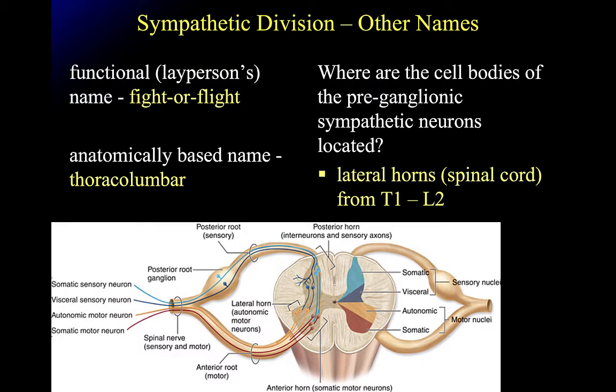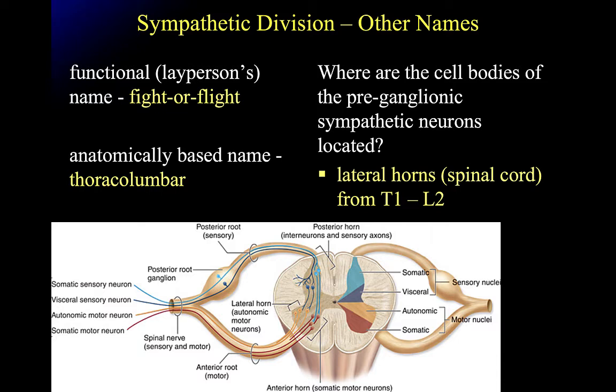So let's take a look at the various names, starting with the sympathetic division. The sympathetic division has a functional or layperson's name of fight or flight. Some people like to add an additional F, freeze, to indicate that these responses are largely stimulatory, although neither division is entirely stimulatory or inhibitory. It's largely stimulatory, doing things like raising our heart rate for fighting or fleeing. Sometimes this just causes us to freeze in place.